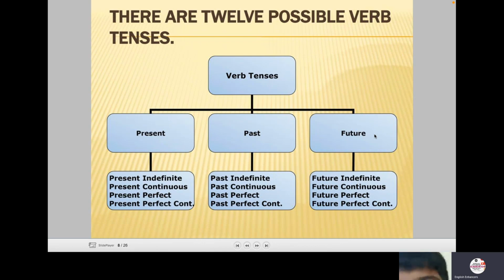Then present का भी आप देखोगे indefinite लिखा है, पास्ट का भी इंडेफिनेट है, फ्यूचर का भी इंडेफिनेट है. इन सबके आगे चार चार बेबीज होते हैं, चार चार पार्ट्स होते हैं. So it's like present gets into present indefinite, present continuous, present perfect, present perfect continuous. Your past is going to get divided into four parts. That's past indefinite, past continuous, past perfect, past perfect continuous. Then again future is going to get divided into future indefinite, future continuous, future perfect and future perfect continuous.